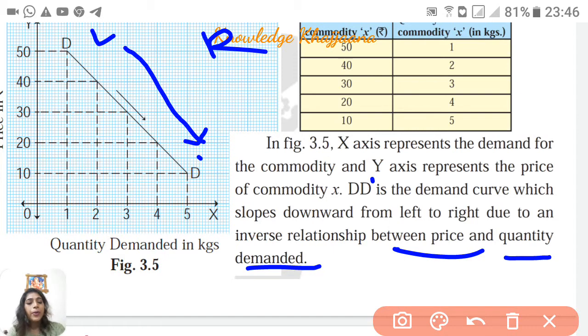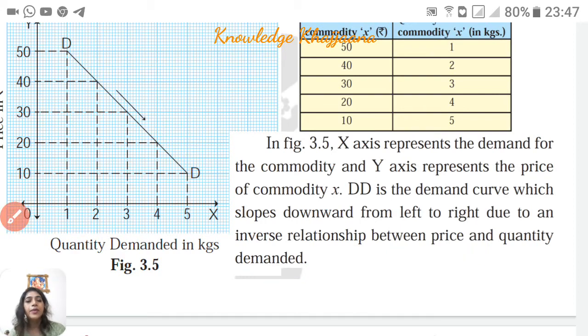Okay, see, when the price changes, there is said to be a movement along the curve from point D to point D dash. See, when the price changes, the movement is from point D to D dash. Okay, this was the point D dash. This is only explained in the law of demand.